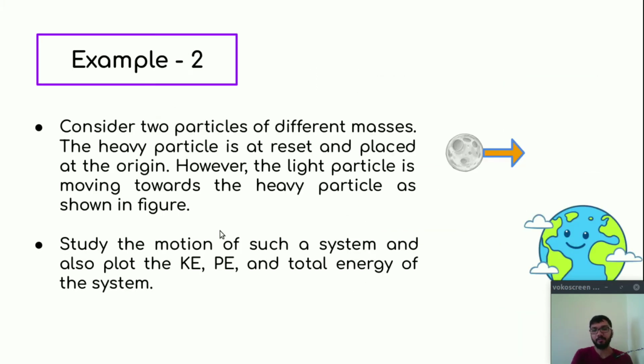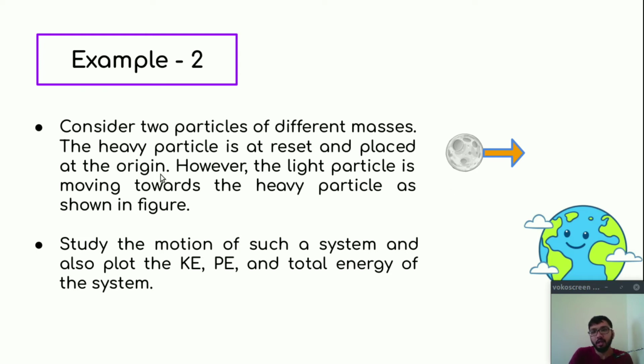Let's take another example. Example number 2. Consider a system of two particles of different masses. This one is a heavy particle and this one is a light particle. You can assume that this is our planet Earth and this is a moon, for example.